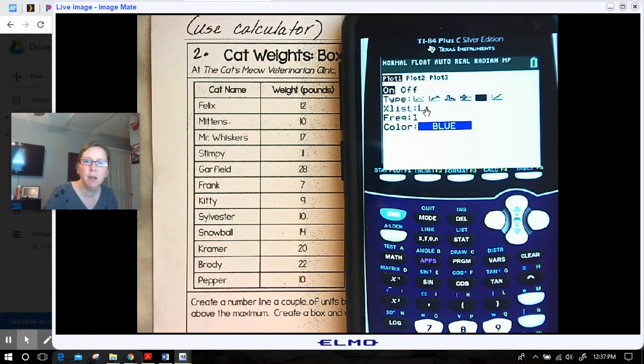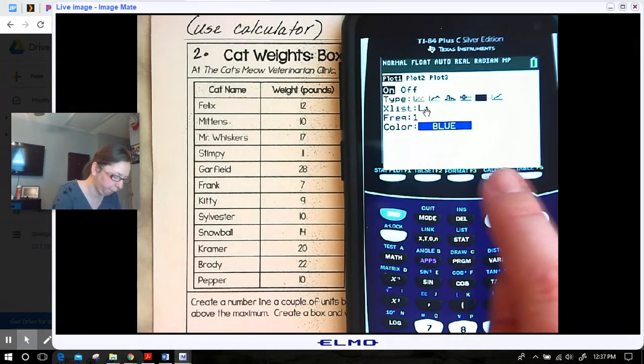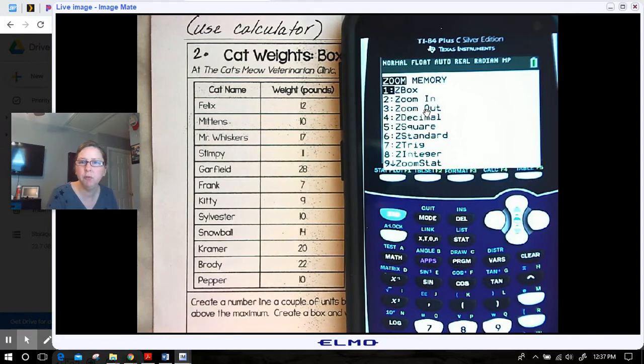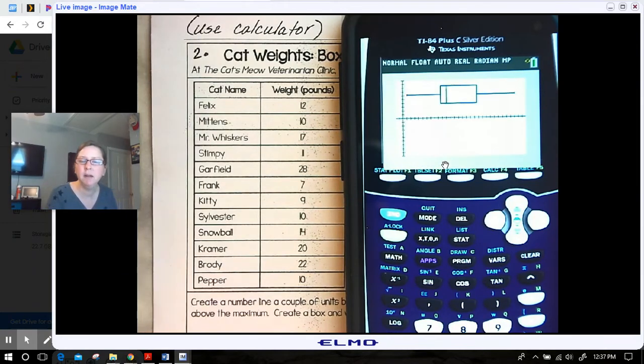Okay, and now what I'm going to do from here is I'm going to hit zoom, and remember the option for statistics is right here. Zoom stat is number 9. And then it's immediately going to graph this for me and show me my box and whisker plot. So what information is provided in this box and whisker plot? To get the 5-number summary is what this is called.